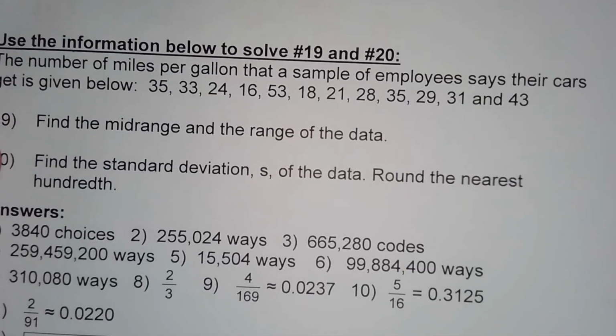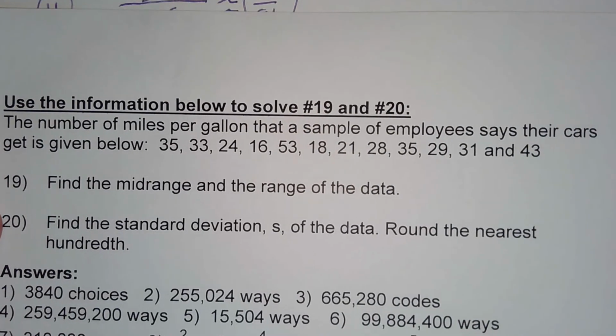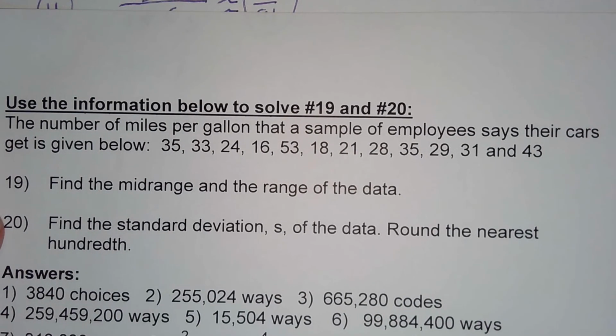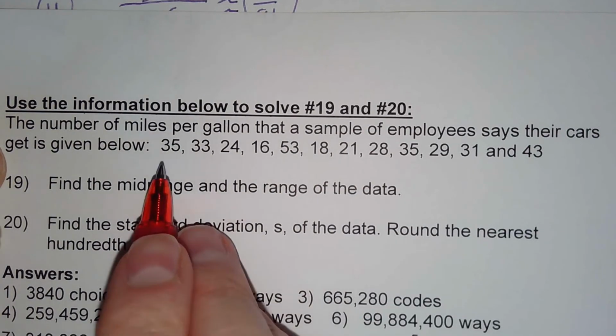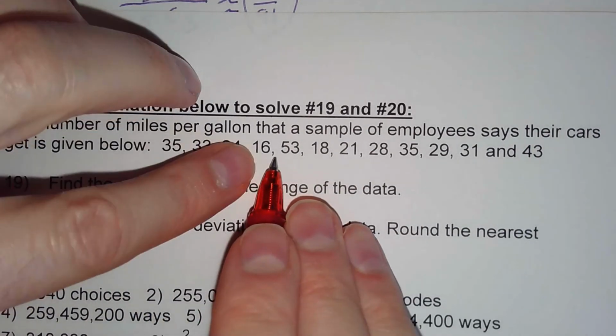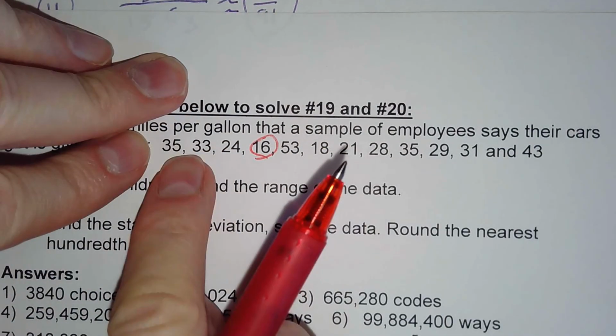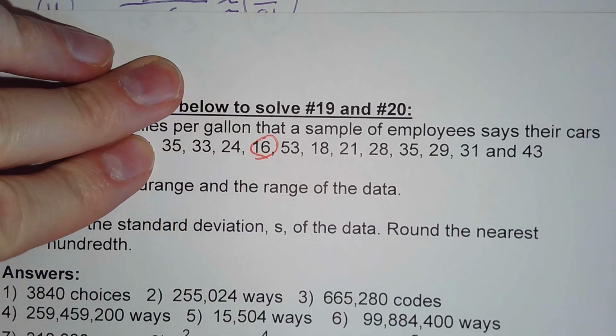All right, let's go ahead and turn the page to number 19. The number of miles per gallon a sample of employees say their cars get is given below. Okay, so we want to find the midrange and the range. All right, so we need to look for the lowest and highest data value. So I'm looking here. 16 is my lowest. Let's see, we have 53 then is the highest.